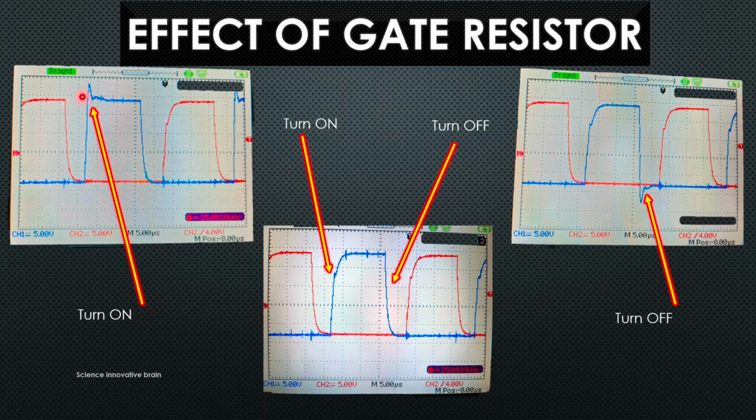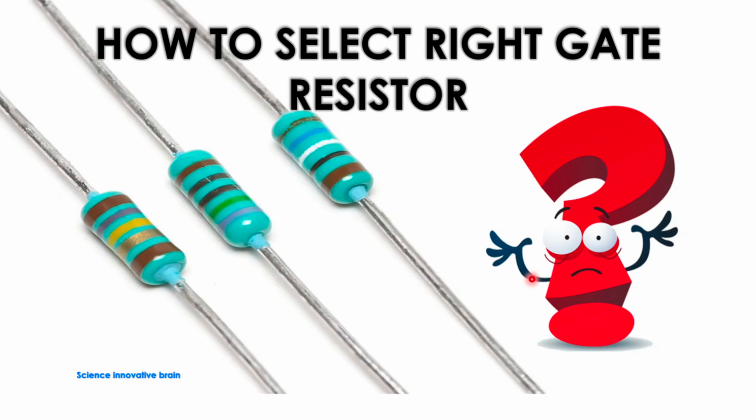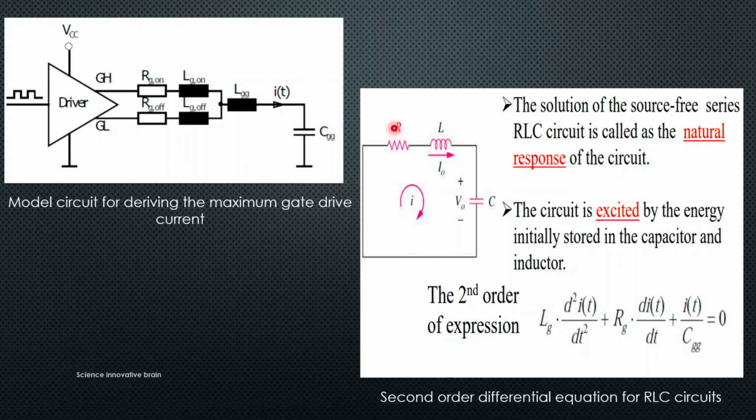But I don't want this section, so we have to remove this. And we have to remove this, and I want the rise time like this and fall time like this, then only my selection of gate resistance is optimized. So how can we select the right gate resistance? The question is coming here. So we'll discuss this thing.